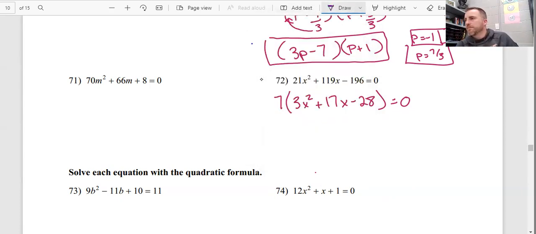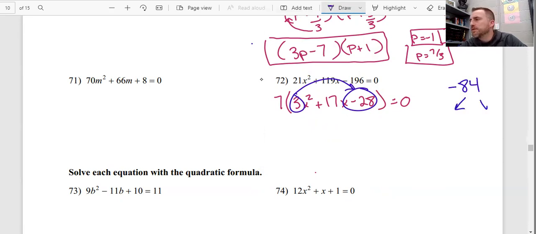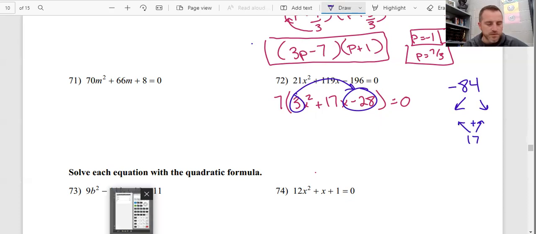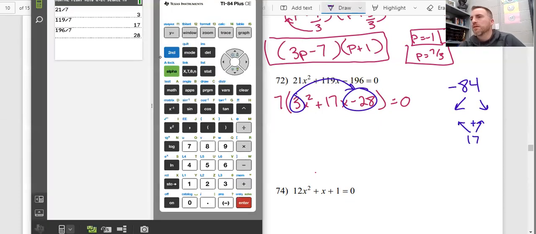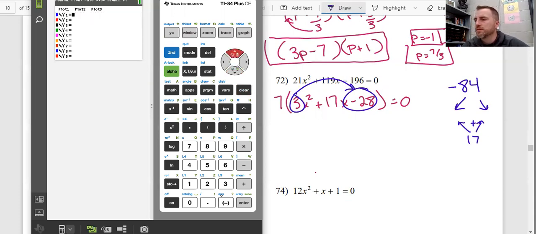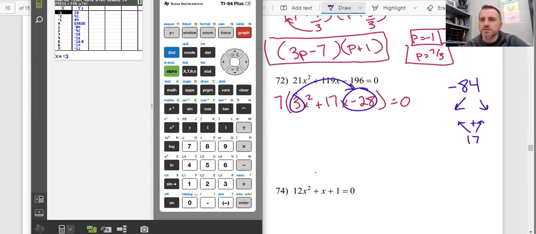So we do 3 times negative 28. We get negative 84. We need factors of negative 84 that are going to add up to 17. And we finally arrived at one that is tough enough that you might want to use a calculator for this. You remember, you go to y equals and type in the number you want factored. So negative 84 in this case, divided by x. If you hit second and graph, it will take you to all those factors.